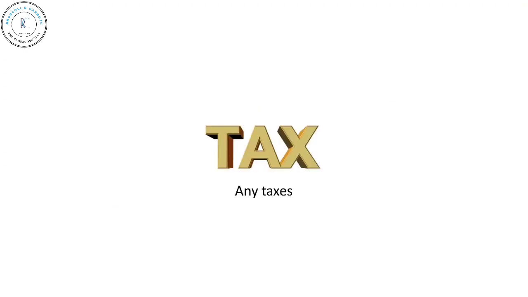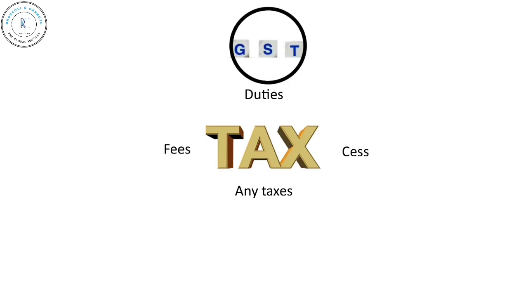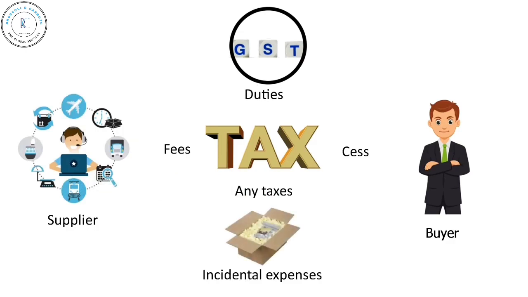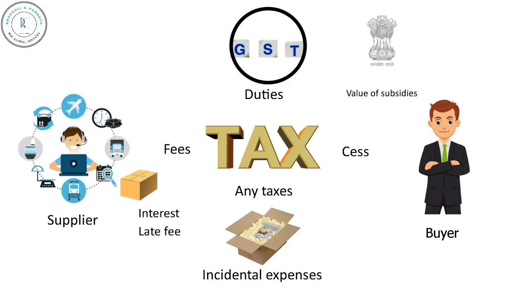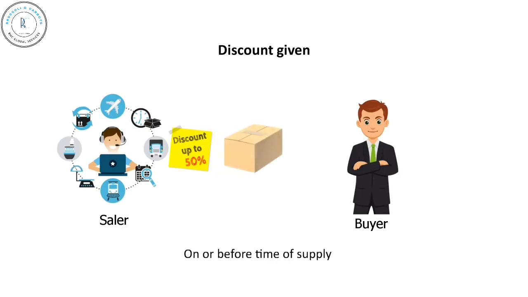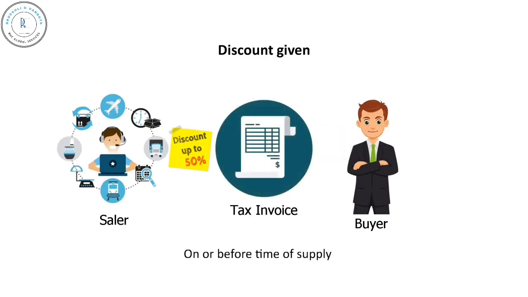Inclusions: any taxes, duties, cess, fees, and charges other than GST, if charged separately. Amount paid by recipient for supply on behalf of supplier. Incidental expenses such as commission and packing, including amount charged for anything done by supplier at or before delivery of goods. Interest, late fee or penalty for late payment. Value of subsidies linked to supply, excluding subsidy by central or state government. Exclusions: discount given on or before time of supply, and recorded in tax invoice.